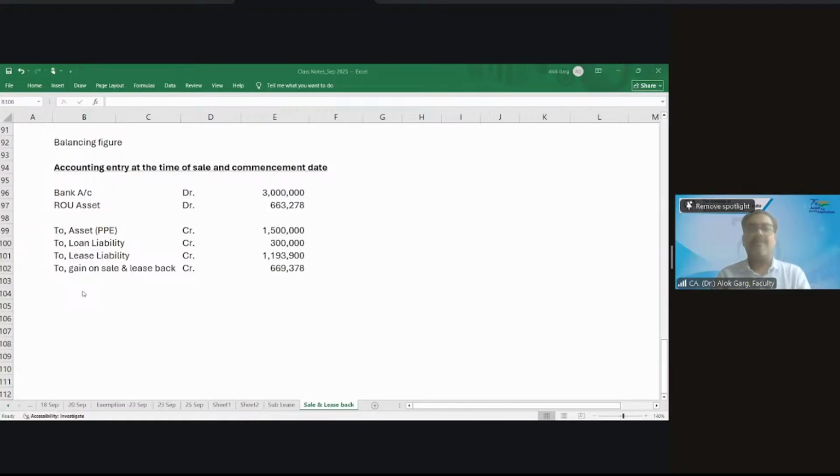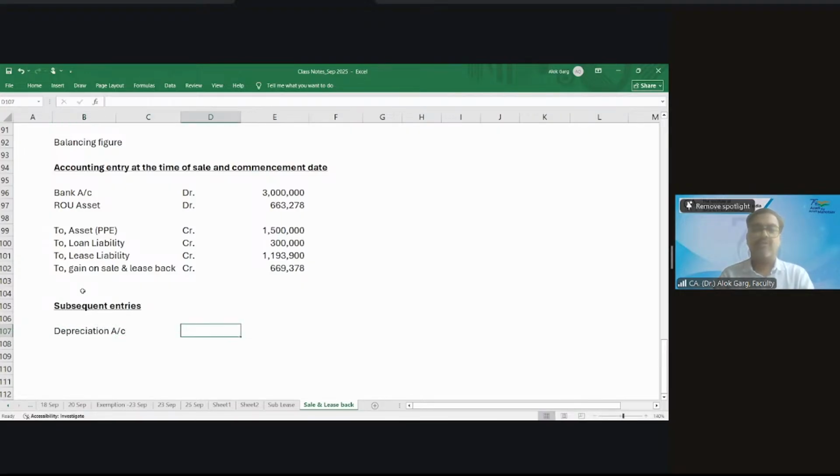Now, this is the accounting entry at the time of sale and on the commencement date. What is the subsequent entry? What will the subsequent entries be after the commencement date? All this is revision of depreciation. As usual, we will build the lease liability account and ROU depreciation. All the ROU things we will do. Depreciation you will do.